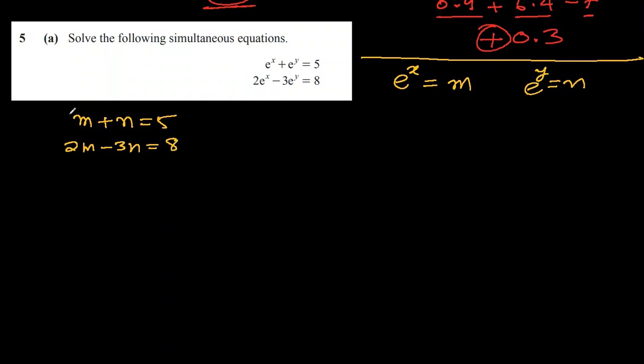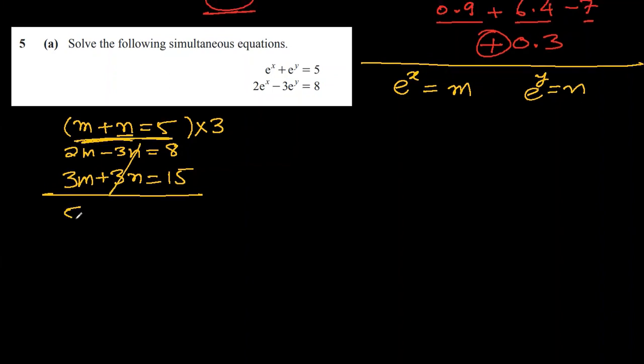So I want to use the elimination method for this. So what will I do? I will multiply this by 3 so that I get positive 3n here, so that I can cancel it. So it will become 3m plus 3n equal to 15. And now we can add. Some of you are used to subtracting, but because the signs are already opposite to each other, I don't want to subtract. We can add also, right? So they cancel out.